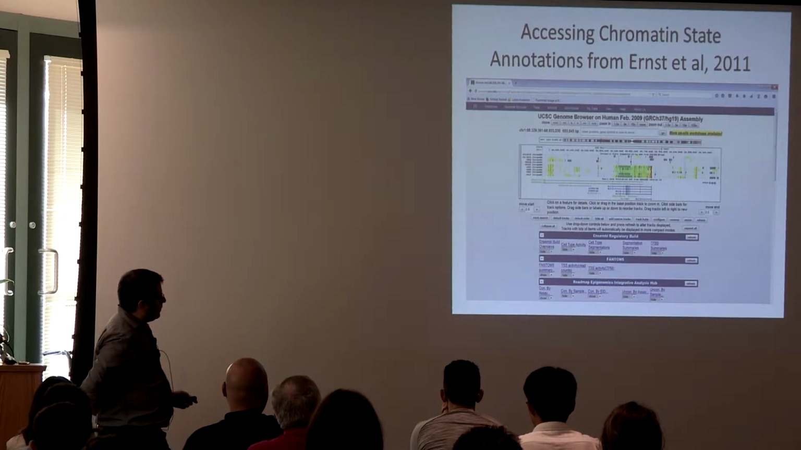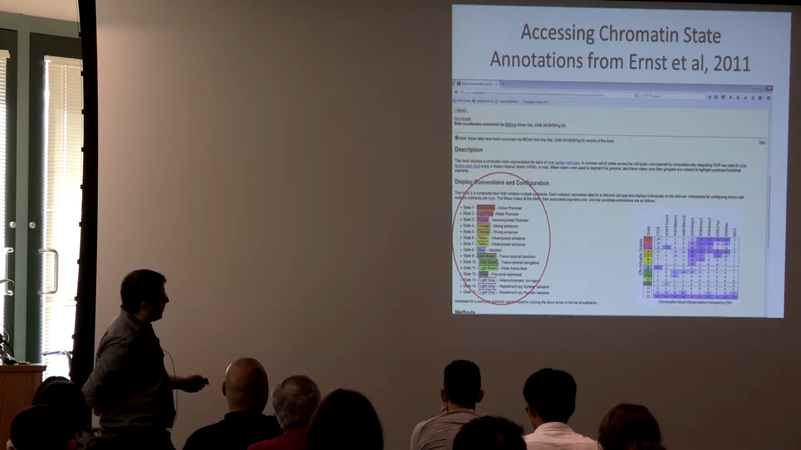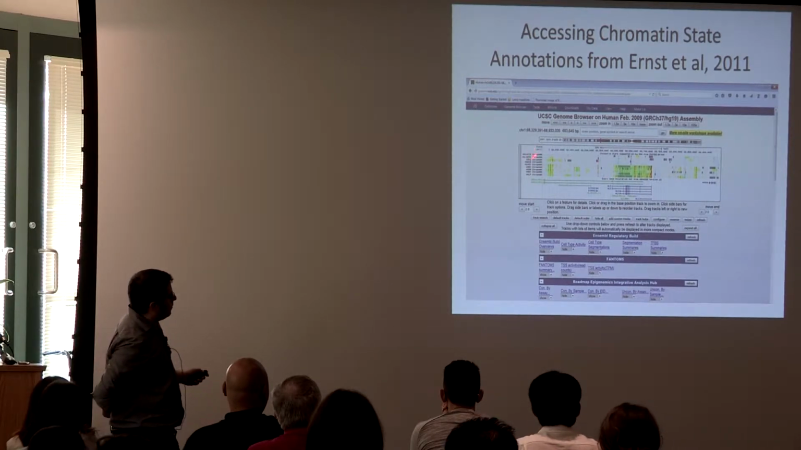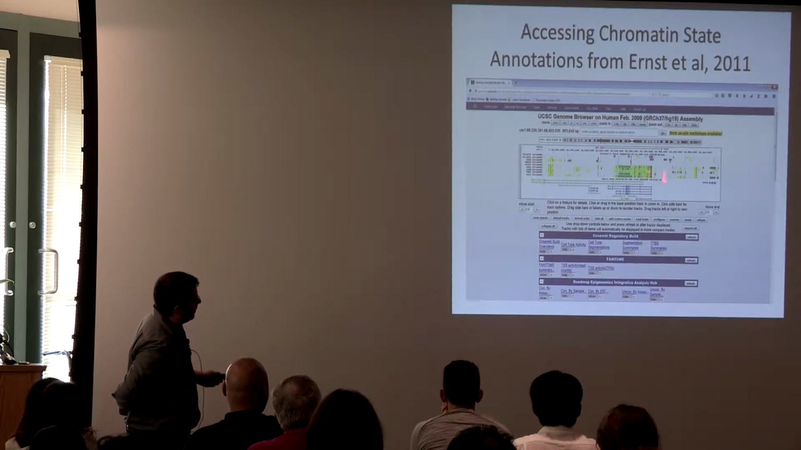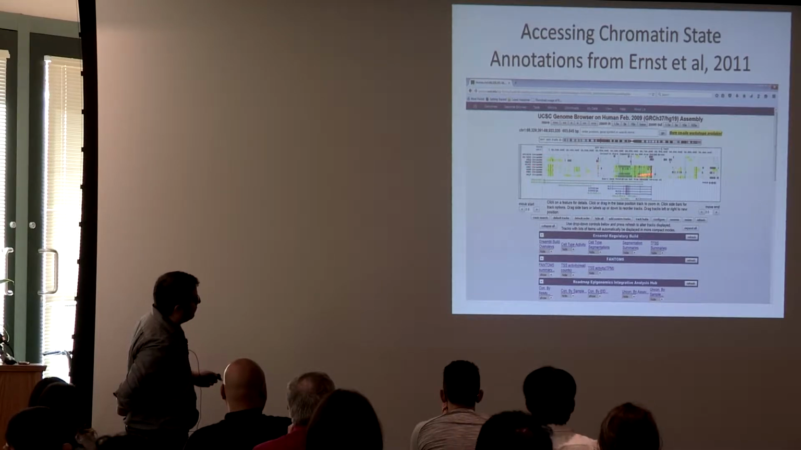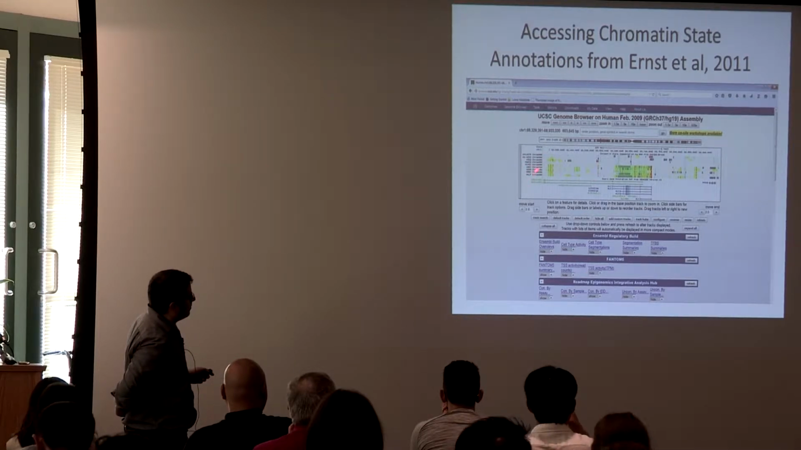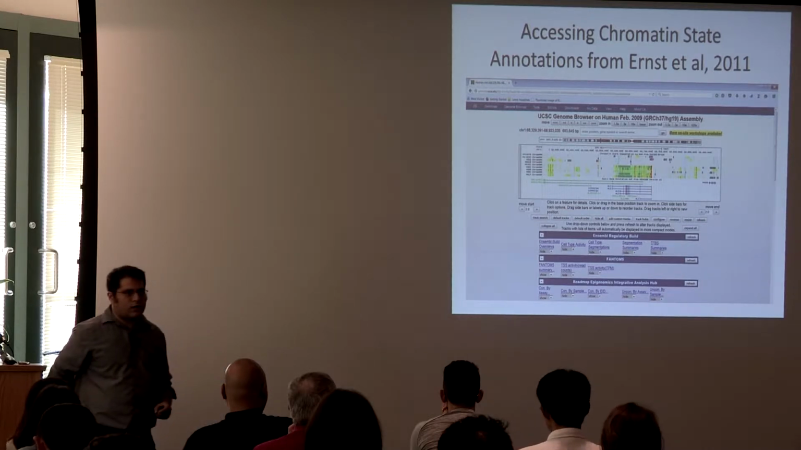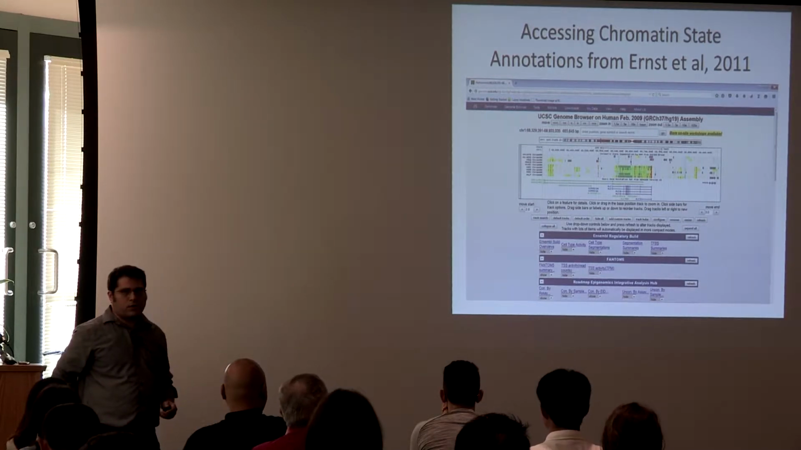So then once you have selected the cell types you're interested in, if you go back to the browser window, what you'll now see is these annotations appearing in the browser. And each row corresponds to a different cell type. And then you see the specific chromatin state annotations for that 9 cell type model.